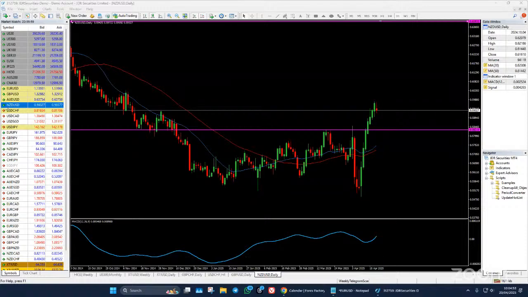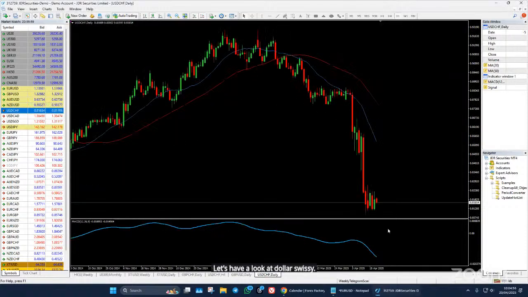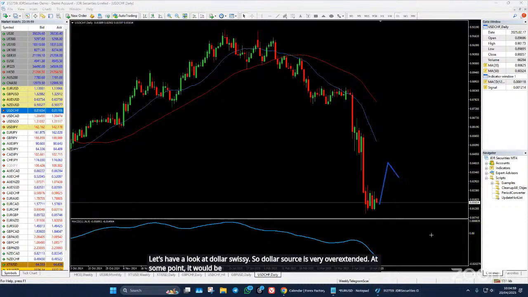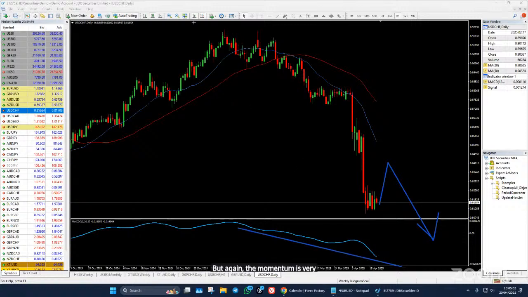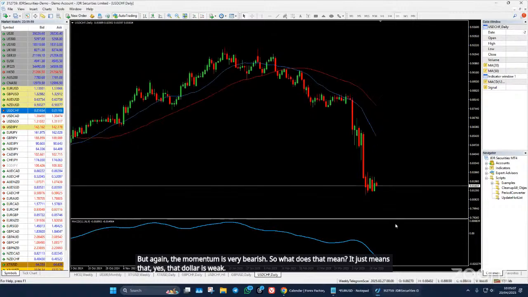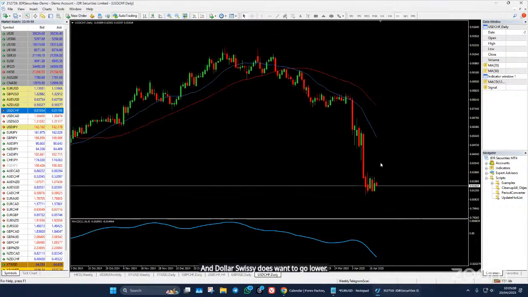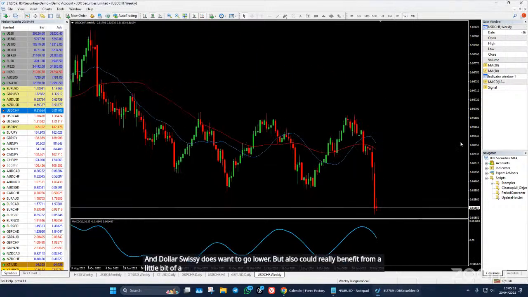Let's have a look at dollar Swissy. So dollar Swissy is very overextended. At some point, it would be nice to see this come back to the moving averages and continue down. But again, the momentum is very bearish. So what does that mean? It just means that, yes, that dollar is weak and dollar Swissy does want to go lower, but also it could really benefit from a little bit of a pullback to let off some of that steam.